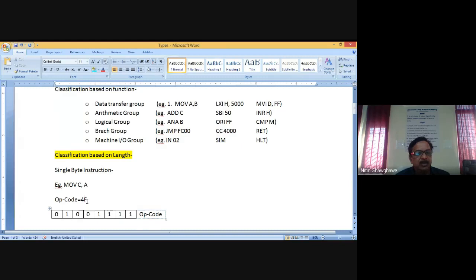Okay, this particular code 4F is the unique code. Always remember, it is the unique code which will perform this particular operation only. And what is that operation? Again, I repeat, move the data from register A to register C. All right. So as far as length is concerned, this will require only the opcode, which here is 4F.